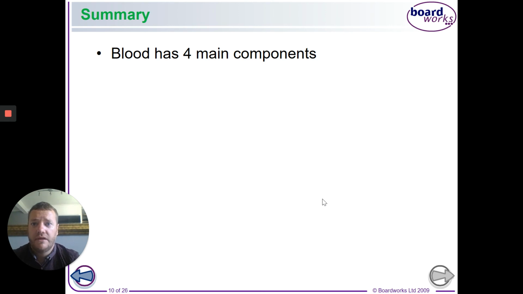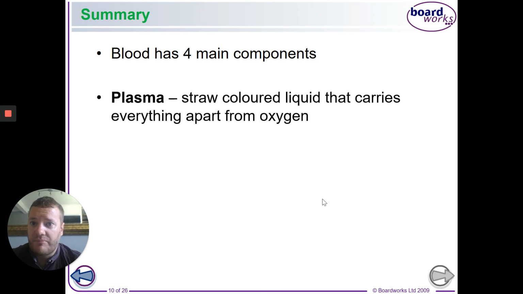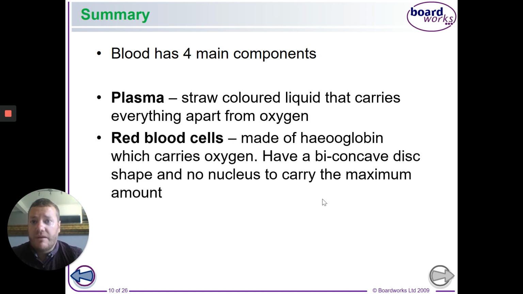Okay, to summarise: blood's got four main components. Plasma, a straw-coloured liquid, carries everything apart from oxygen, so that's carbon dioxide, hormones, and waste products like urea. Anything that's in the blood will be dissolved in the plasma, and so it gets transported. Red blood cells, also known as erythrocytes, are made of haemoglobin, which carries oxygen. They've got that biconcave disc shape and no nucleus. Both of those things allow for carrying more oxygen.